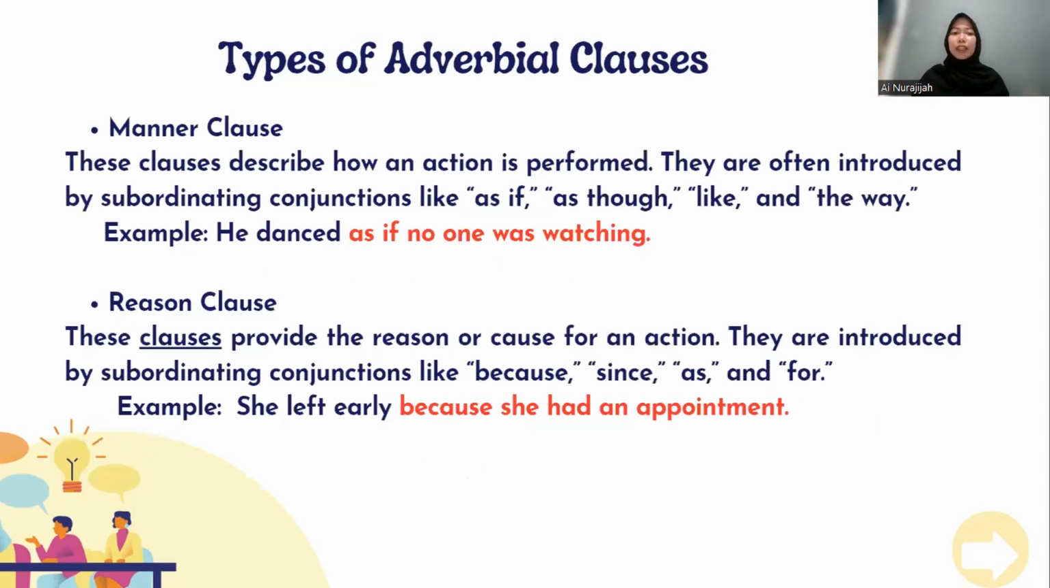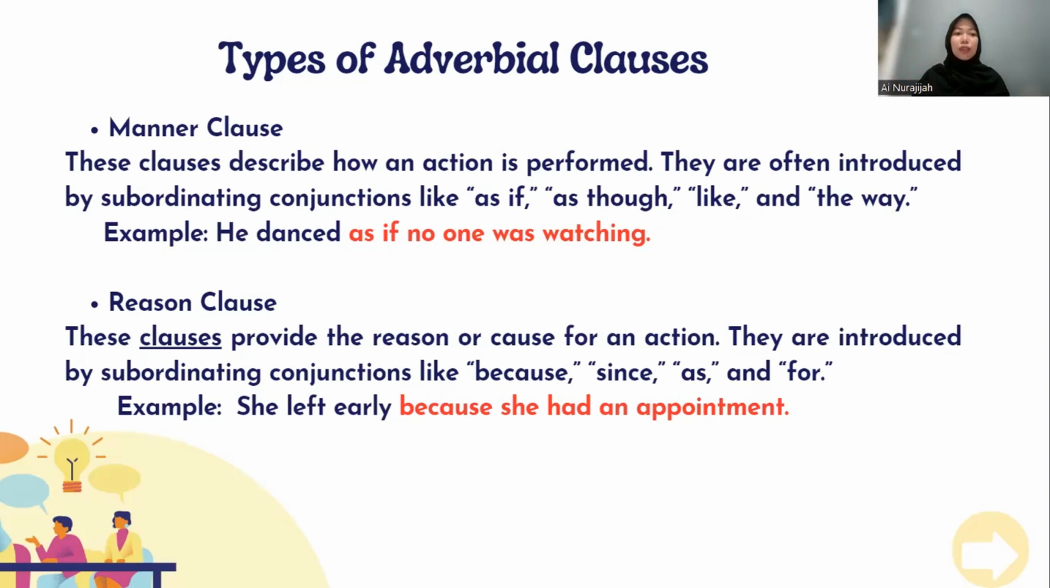And then after that, there is manner clause. These clauses describe how an action is performed. They are often introduced by subordinating conjunctions like as if, as though, like, and the way. For example, he danced as if no one was watching. Also, in the sentence, the adverbial clause is at the end of the sentence, which is as if no one was watching, that tells the verb danced.